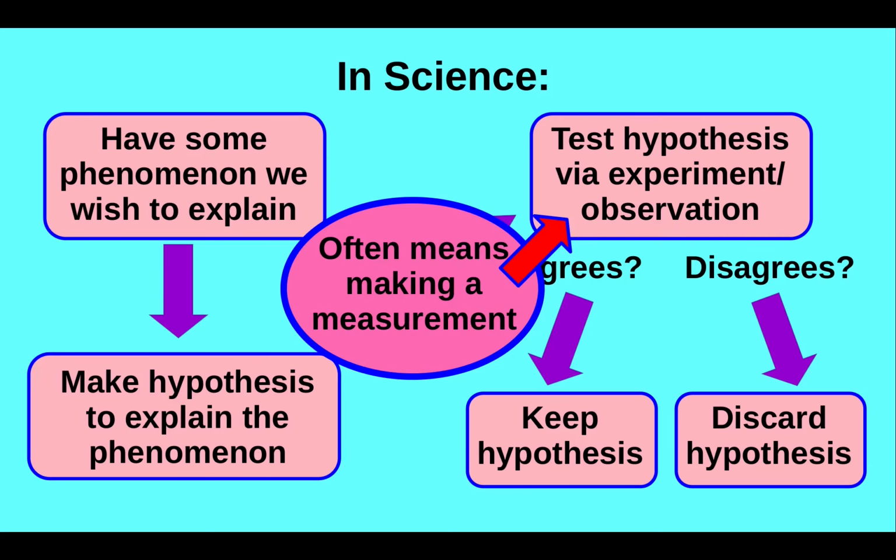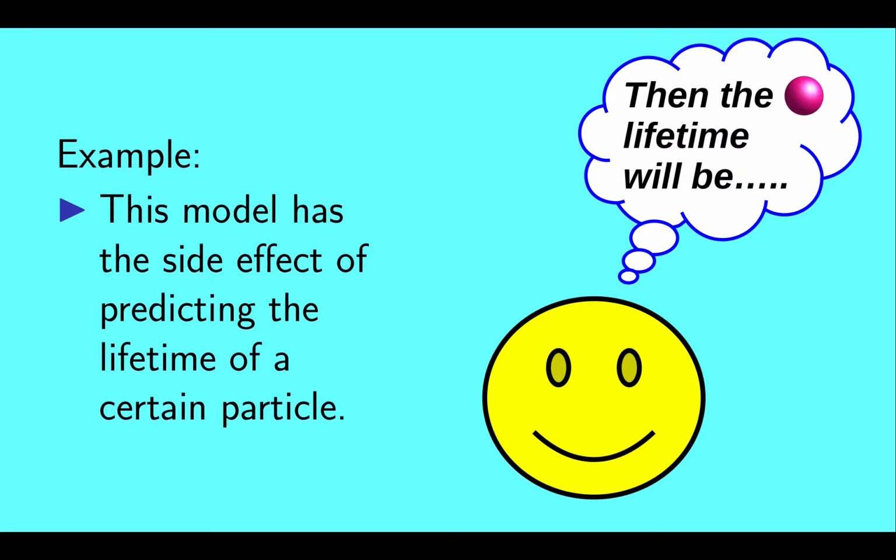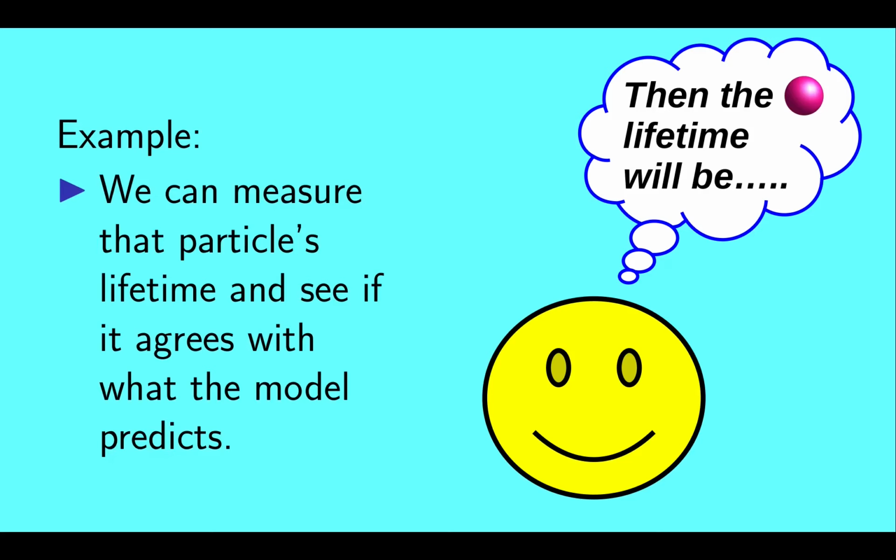Now, this step of testing the hypothesis via experiment and/or observation often means making a measurement of some kind. To illustrate, imagine a particle physicist comes up with some great new idea. It solves some problem in particle physics. This model has the side effect of predicting the lifetime of a certain particle. We can go and measure that particle's lifetime to see if it agrees with the value that the model predicts.